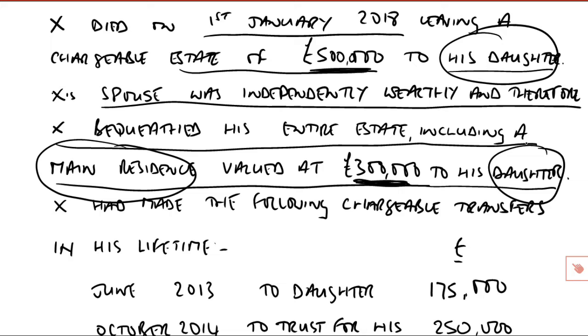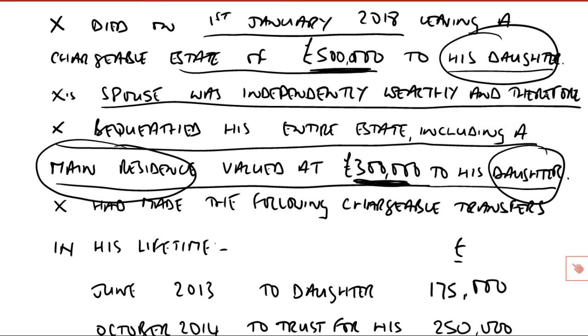As we have been told here that X's spouse was independently wealthy, therefore X is the first of the spouses to die. X's spouse did not predecease him, therefore there's no unused nil rate bands that would be available here. Again, we're aware that both the nil rate band and the residence nil rate band, if any part of that is unused by the first spouse when they die, then the unused proportion transfers across to the transferee spouse. Not applicable here. X is the first of the spouses to die, so only his nil rate band and residence nil rate band would be available. Right, so we know we've got a death estate worth £500,000.